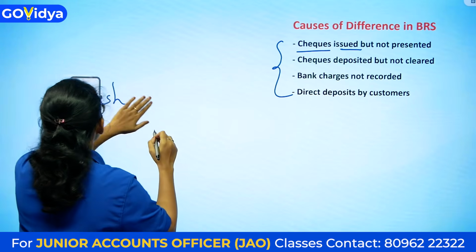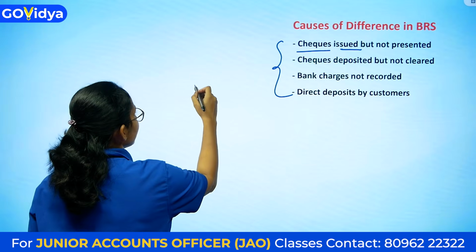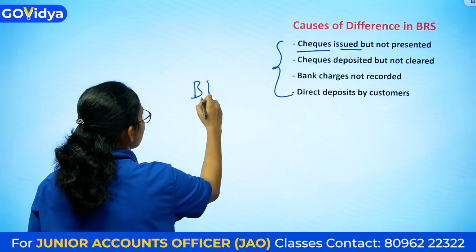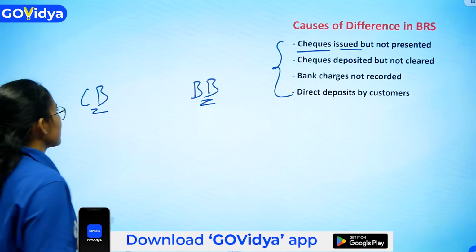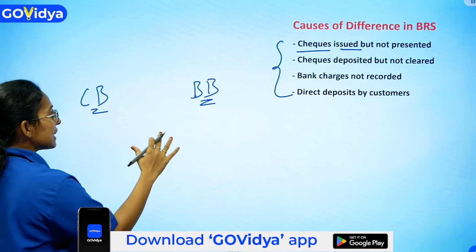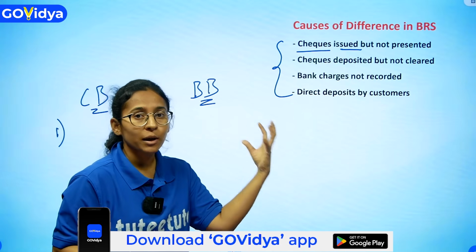Okay, for a better understanding let us consider CB as the cash book and BB as the bank book. Don't get confused with the short terms, I'm just writing them for reference. So CB stands for cash book for now. Okay, cheques issued but not presented.